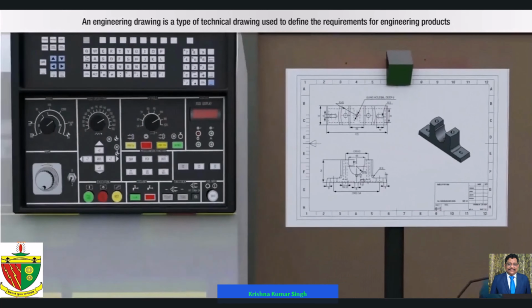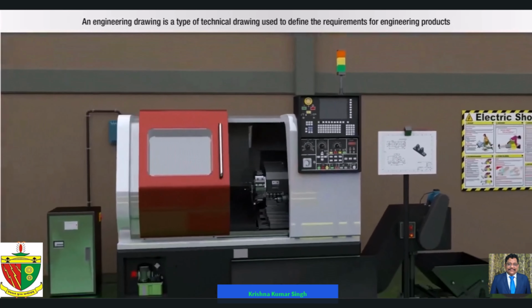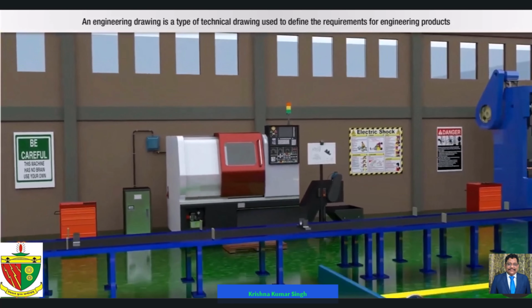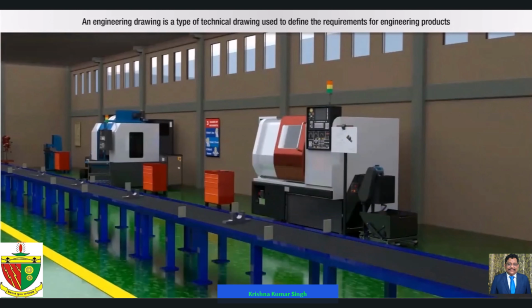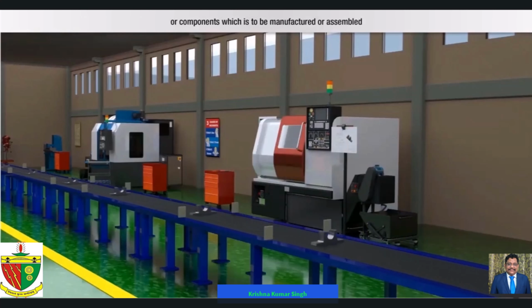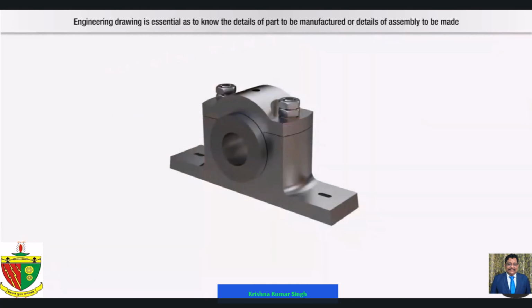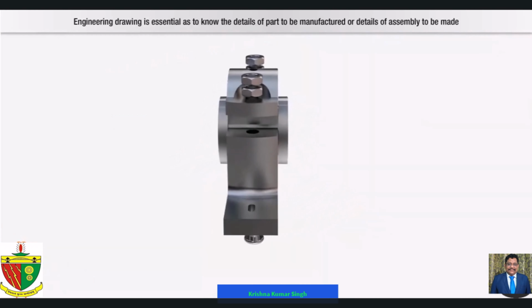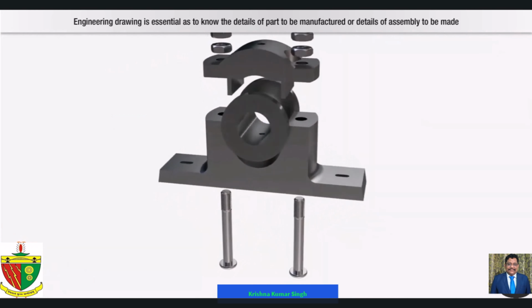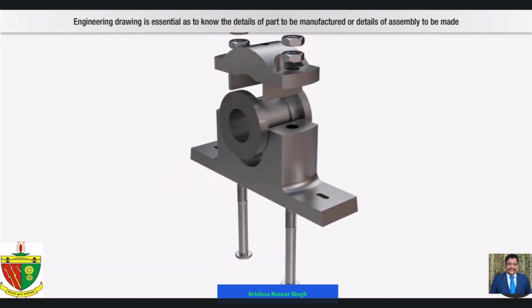An engineering drawing is a type of technical drawing used to define the requirements of engineering products or components which are to be manufactured or assembled. Engineering drawing is essential as it gives the details of parts to be manufactured or details of assembly to be made.